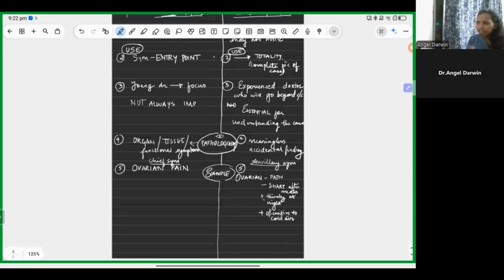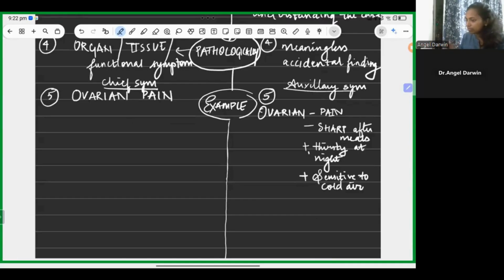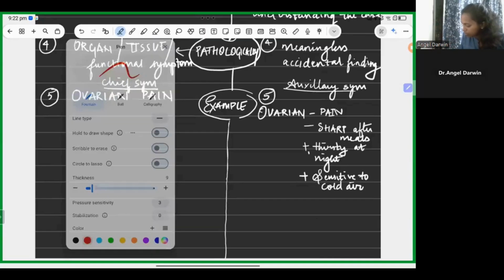Okay. Now, what are the limitations or advantages of a chief symptom and an auxiliary symptom? That's what we are going to see. Okay. So now, an advantage or a limitation. Okay. So we are going to see the limitation of the chief symptom.